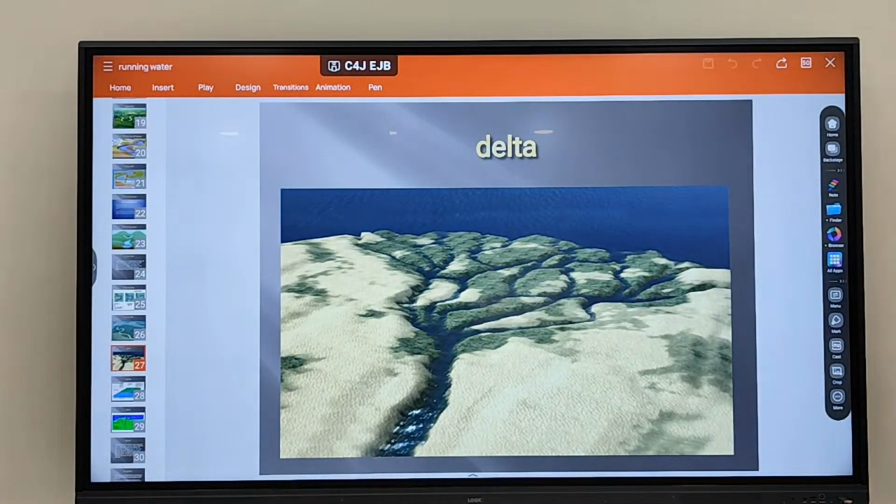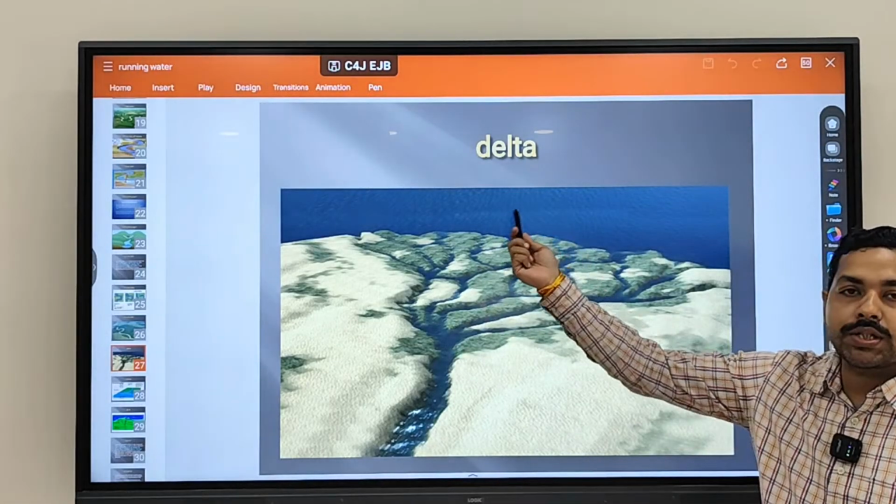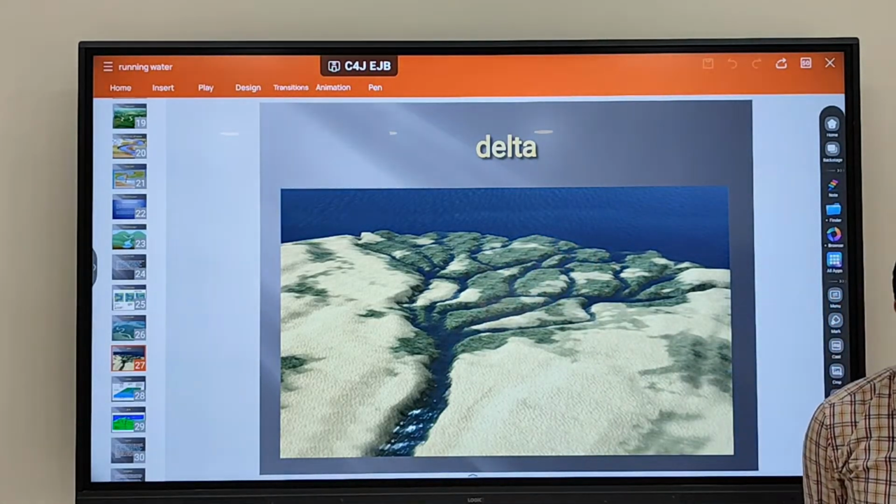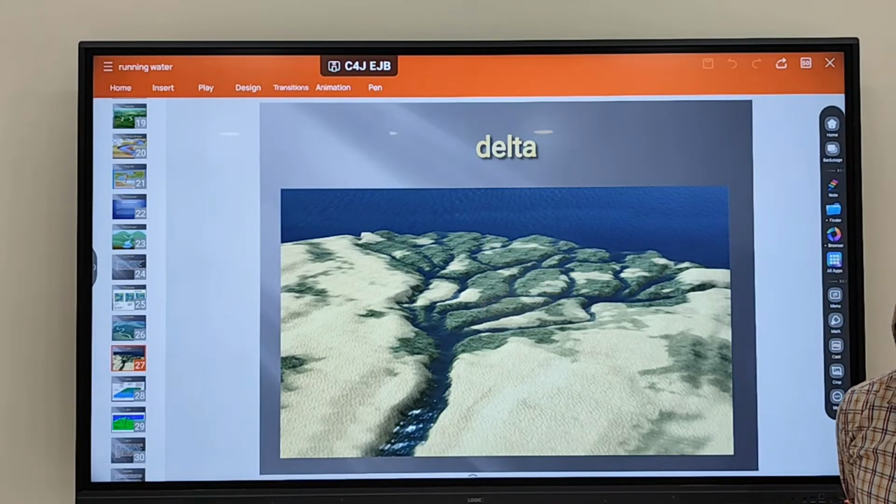What is a delta? Deltas are formed at the mouth of a river. Mouth of river means what? When the river is about to join oceans or seas, then you will see the formation of deltas. Clear?